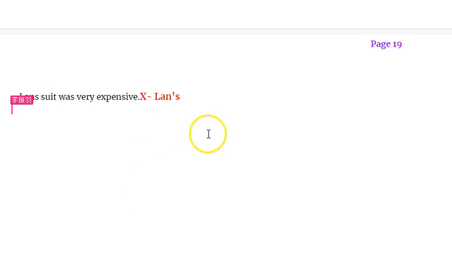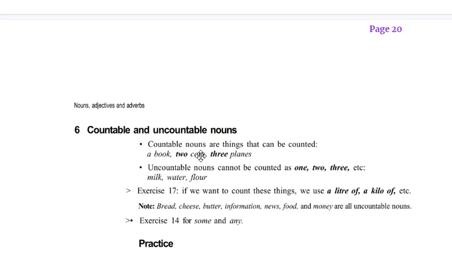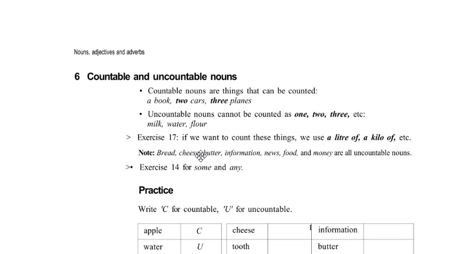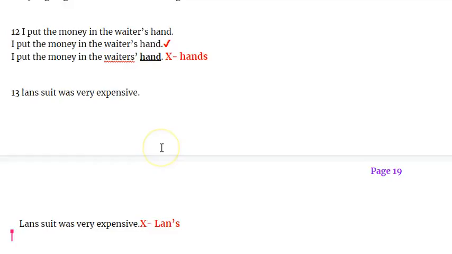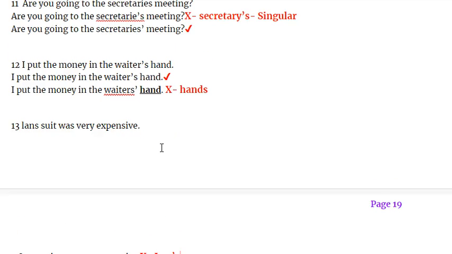Okay, everything clear? And now let's move on to page 20. Any questions so far for the pronouns that we studied?